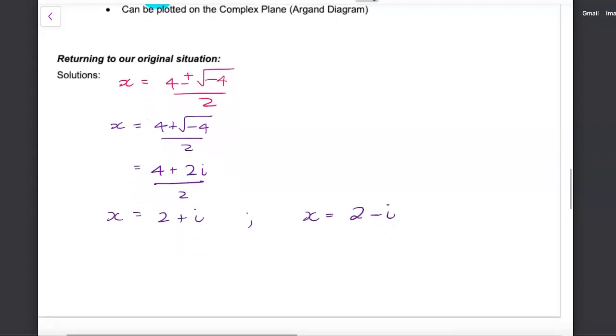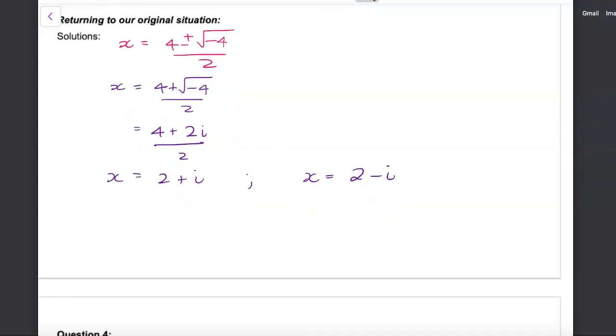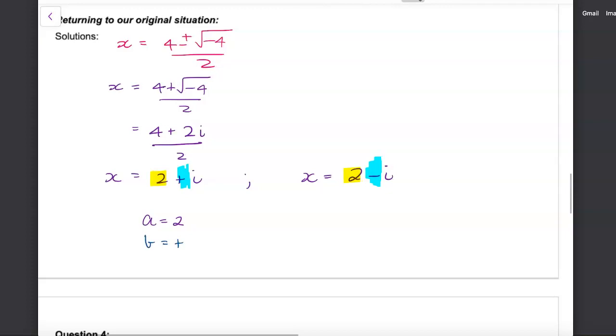So here we've shown our solutions as complex numbers. In yellow, I'm going to highlight the value of a in each of these. So a is 2 in each of these. And in blue, I'm going to highlight the value of b in each of these. In our first solution, b is +1, and in our second solution, b is -1.